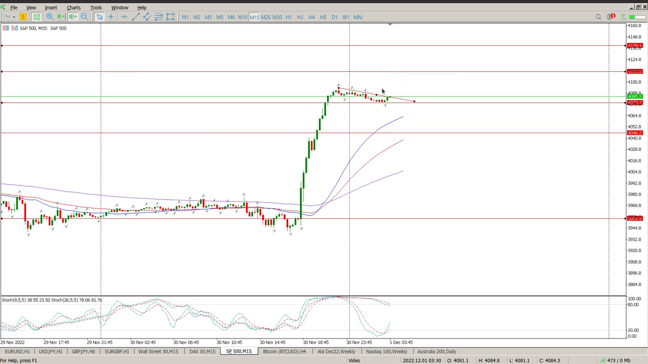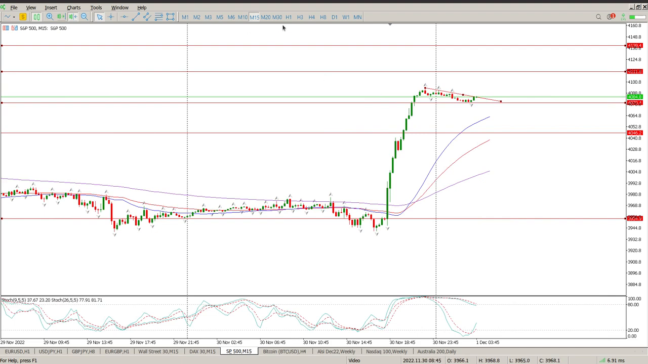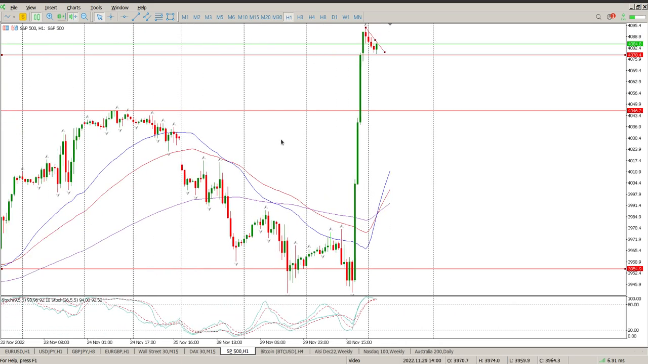Then I'd expect a pullback onto structure, another opportunity to buy. Second attempt at that. If you get through it on the second attempt, then I'd wait for the pullback onto that structure, looking for the next level, which is 41.40. So looking at the 15 minutes, this is looking like a flag, so I wouldn't be too surprised to see this continuing to the upside. So anyway, that is kind of the news here.